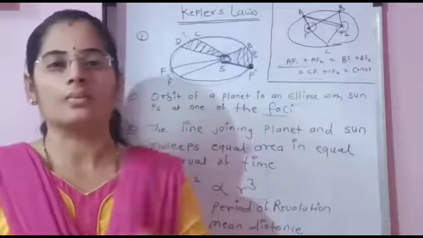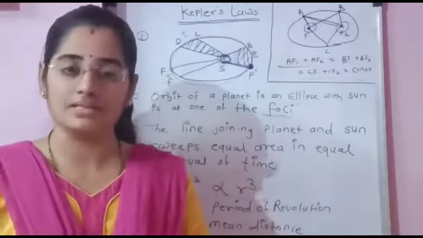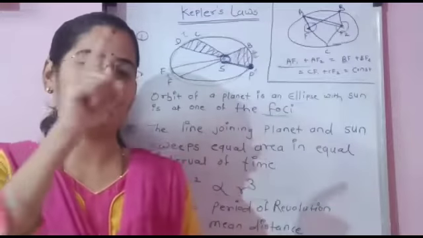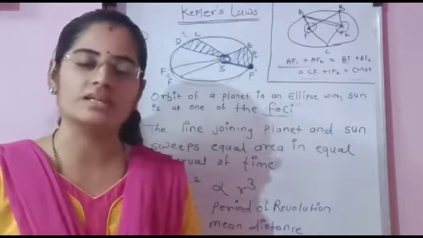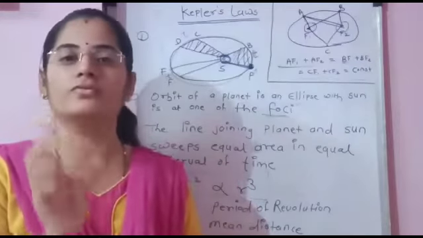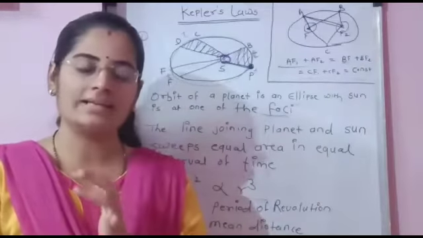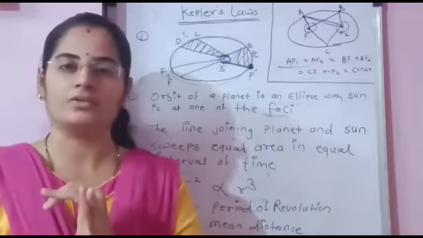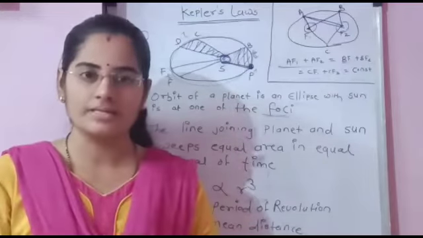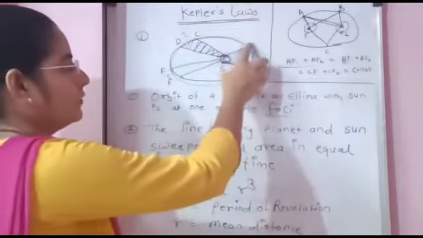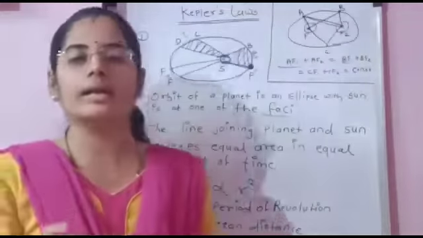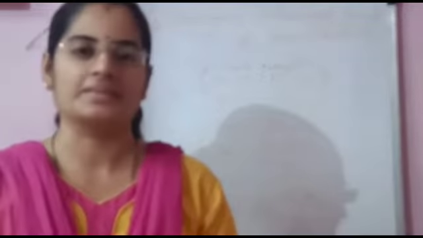First one is the orbit of the planet is an ellipse, meaning all the planets are revolving around the sun in an elliptical orbit, where the sun is present at one of the focus points. Second law is the line joining the planet to the sun sweeps equal area in equal intervals of time.